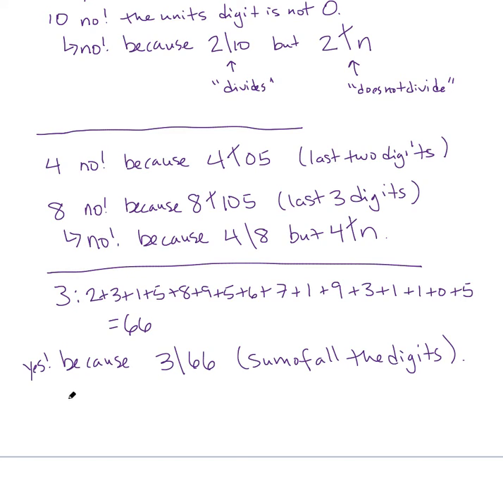Okay, so that's our work for 3. Our work for 9 is similar. So we would again look at the sum. The sum of the digits is 66. I don't have to do that work again. But 9 does not divide 66. And so that means 9 does not divide n. So for both 3 and 9, we are looking at the sum of all of the digits and then seeing, does 3 divide that sum? And in this case, does 9 divide that sum?